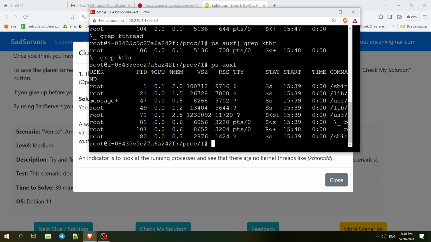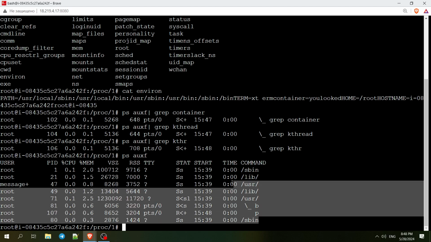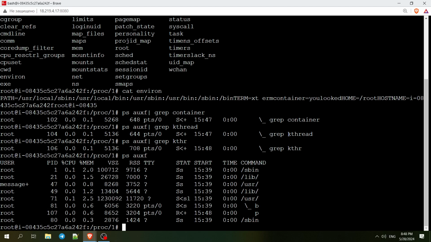So if we do the whole thing, you would see that we have a container, and if it was a virtual machine, there would be something like kthreadd. I remember I showed it in another lab. So this is a clear indicator that there is no process starting with kthread something, so this is actually a container. And like I said before, another way is to find that there are some container environment variables.